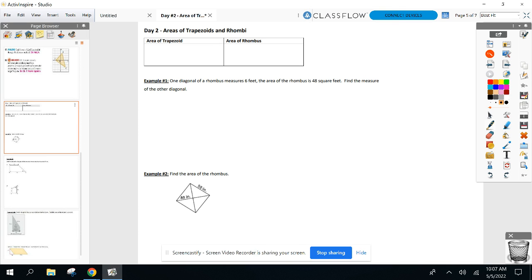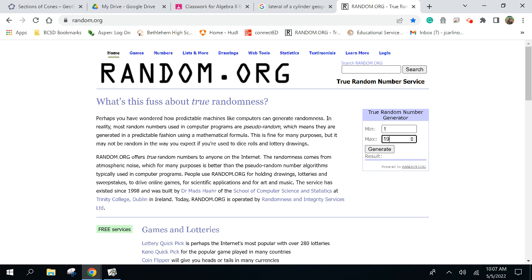All right, let's roll. Let's do trapezoid rhombus today. Quickly review, go look back in your notes if you have to from yesterday. Area of a trapezoid. This is probably the toughest one. It's the longest one anyway.